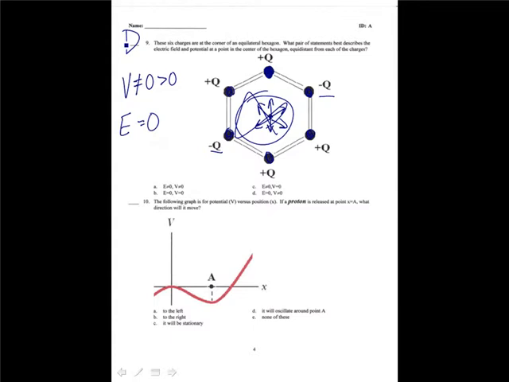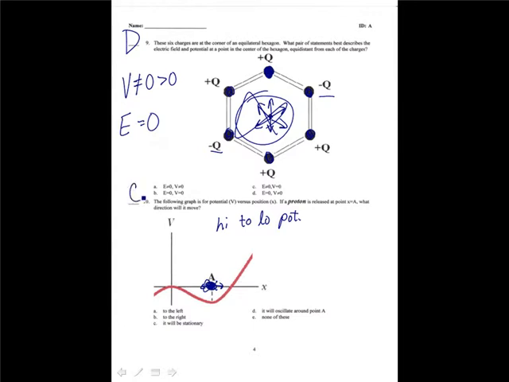The following graph shows potential versus position. If a proton is released at x equals a, what direction will it move? So you have a proton at this point, and we know that a proton wants to move from high to low potential. However, at this point, if it moves to the right, that's moving from low to high, and similarly, if it moves to the left, that's moving from low to high potential. So it's just going to stay right where it is.